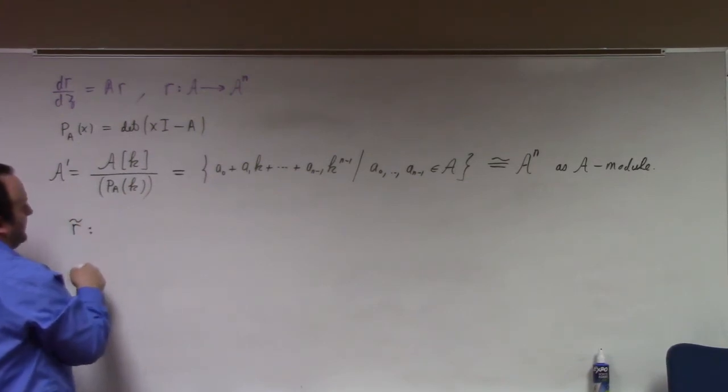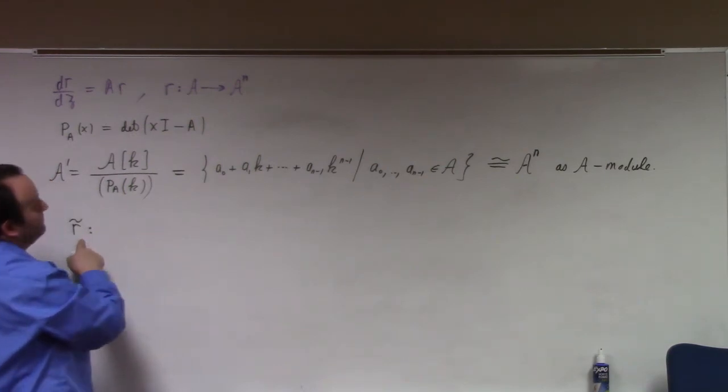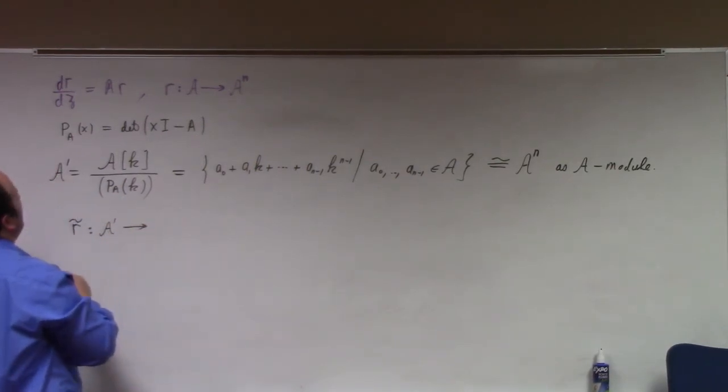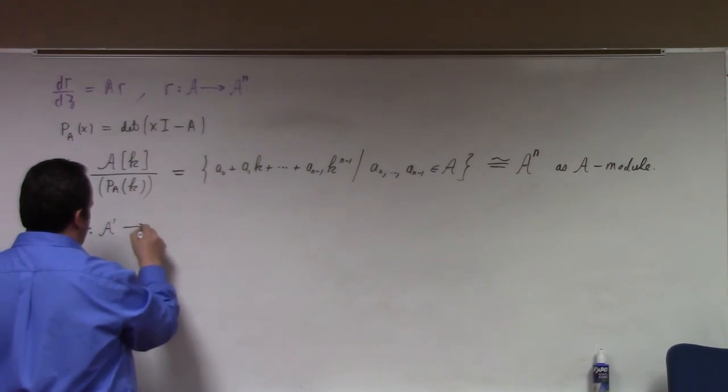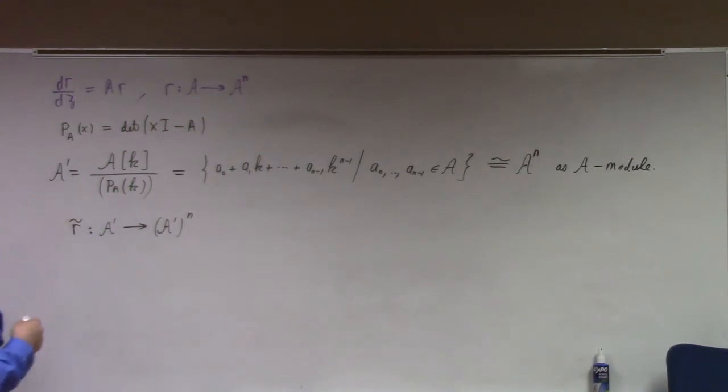Anyway, R tilde. I'm suggesting that this is a mapping from A prime to, goodness gracious, I want to say A prime to the n, yeah? There's two uses of n going on here, and it's not a mistake on my part. We're looking at a system of n equations. So for a system of n first order equations, the characteristic polynomial is nth order.